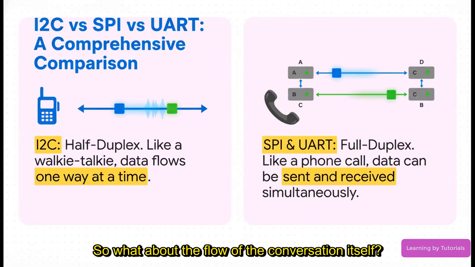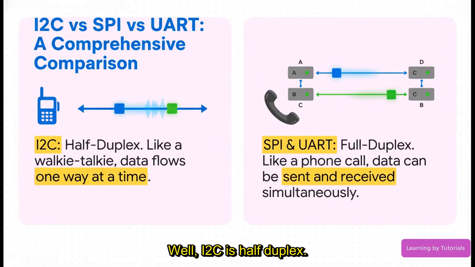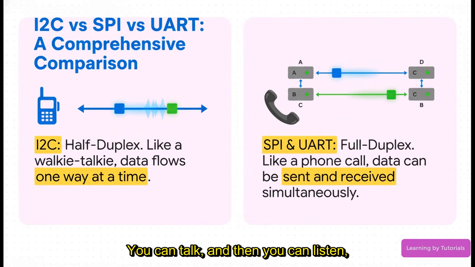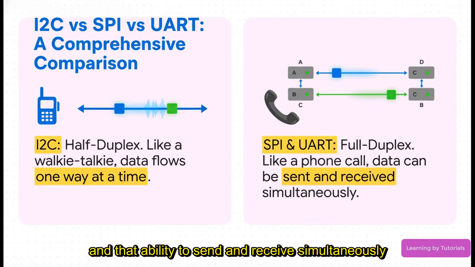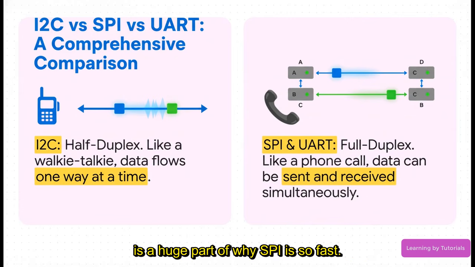So what about the flow of the conversation itself? Well, I2C is half duplex. The best analogy is a walkie-talkie. You can talk and then you can listen, but you can't do both at the same time. You have to say over. SPI and UART, though, are full duplex, which is much more like a telephone call. Both parties can talk and listen at the very same time, and that ability to send and receive simultaneously is a huge part of why SPI is so fast.